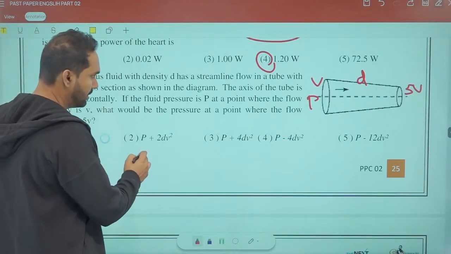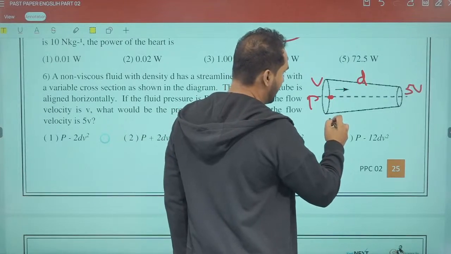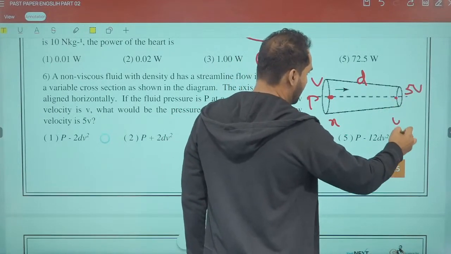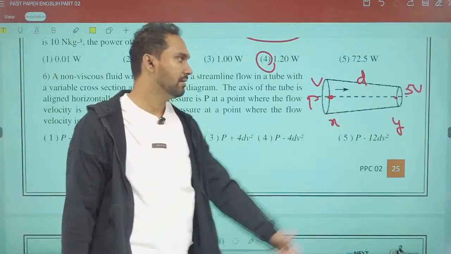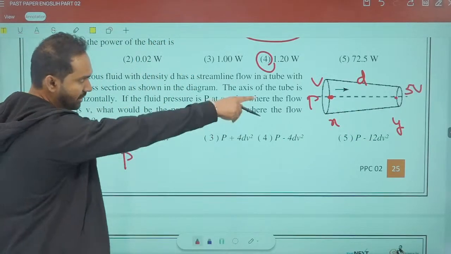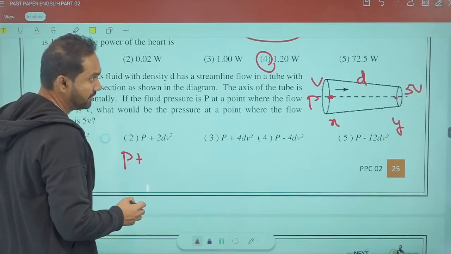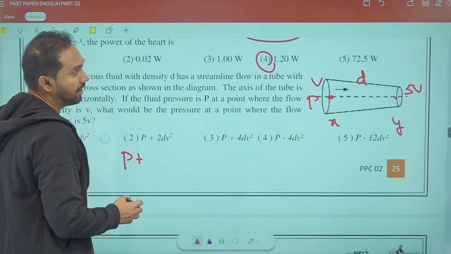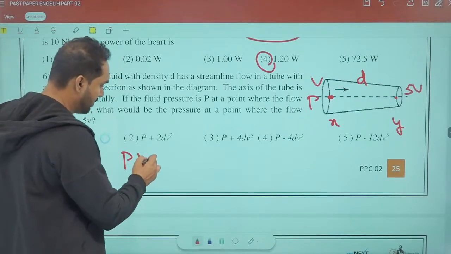So if I take two of the points here as x and y, let's say, we have to equate the Bernoulli's at the x and y points. What are the things we have to equate? Pressure at this point plus the half rho v square, or the kinetic energy in a unit volume, half.